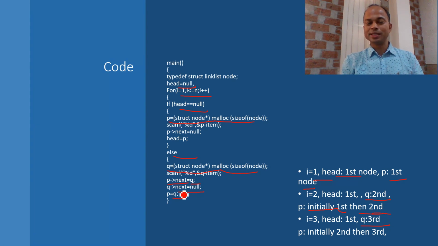Finally we have q arrow next equals to null. I mean the next part of the third node is set to null, and finally we use p equals to q. Now p is pointing to the third node. Initially p was pointing to the second node. When we do p equals to q, at this moment p points to the third node. So in this way we can create n number of nodes. Thank you.